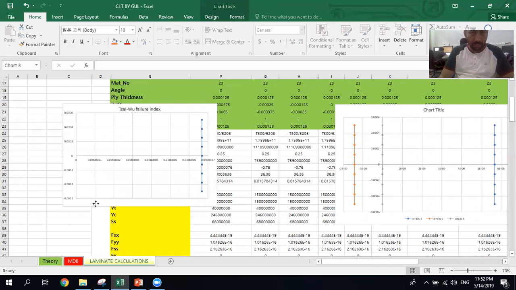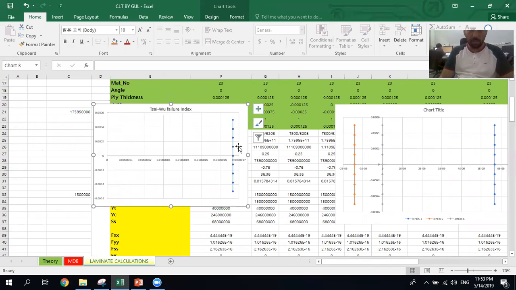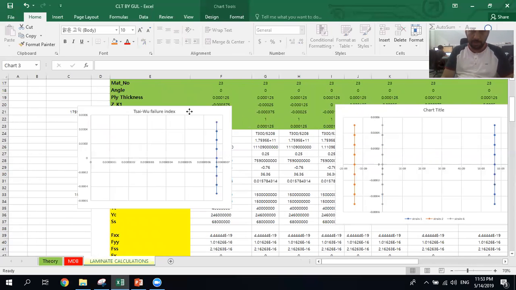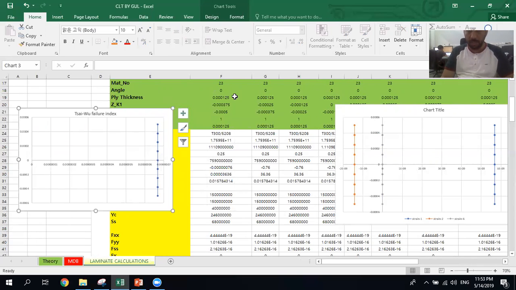Similarly, in this graph I have plotted the failure criteria. This is the Tsai-Wu failure index. As I told you, your structure will fail if the sum of the internal stresses is equal to or greater than one. So we'll see how the failure index changes if we again change the ply angles.